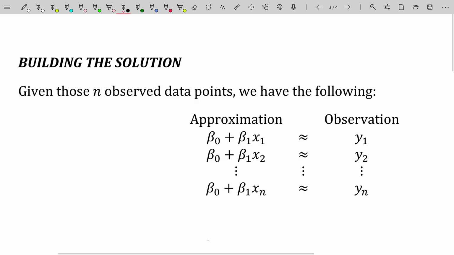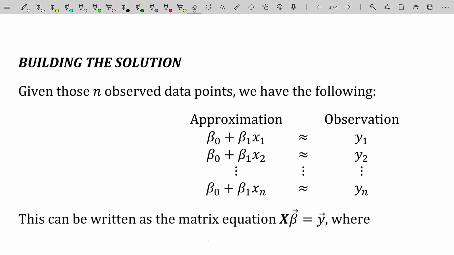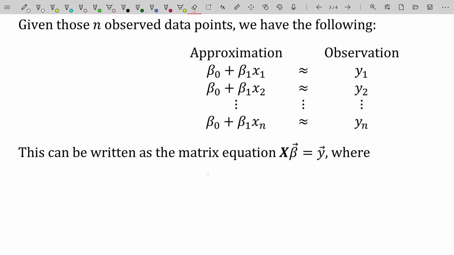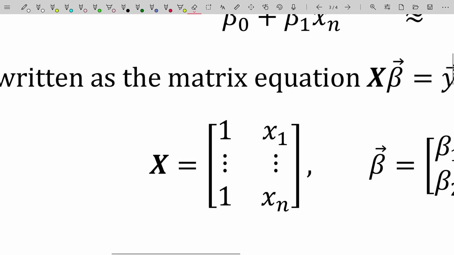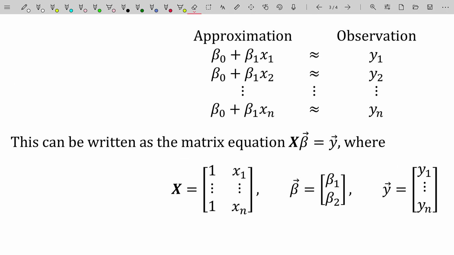Now notice what we have there. Doesn't that look sort of like a system of equations? It's not an equation because it's an approximation, but it is a system of approximations. And as I'm alluding to, this can actually be written as the matrix equation X times the vector beta is equal to the vector y, where X is the matrix where the first column is all ones because those are the coefficients of all these beta sub zeros. And the second column is x sub 1 all the way down to x sub n because those are the coefficients of beta sub 1.